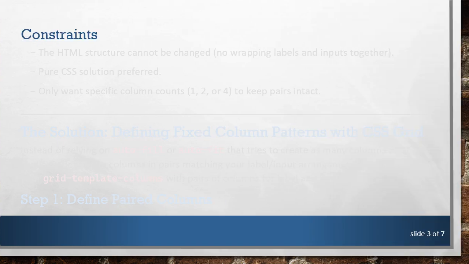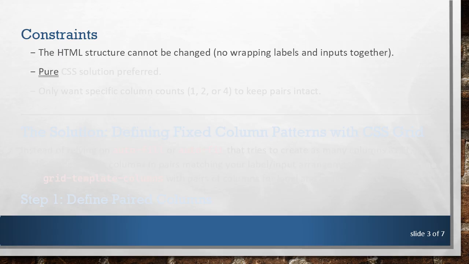Constraints. The HTML structure cannot be changed, no wrapping labels and inputs together. A pure CSS solution is preferred. Only specific column counts, 1, 2, or 4, keep the pairs intact.